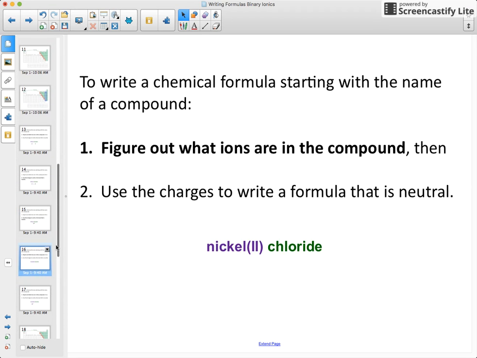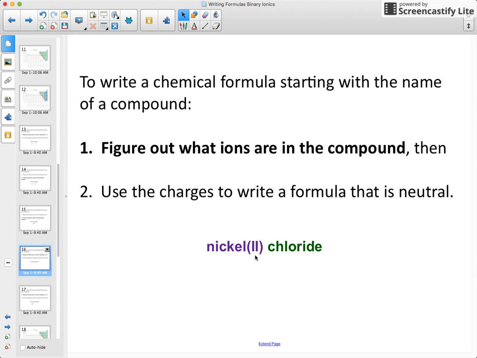Let's try a little different example here. Here's another compound, nickel(II) chloride. Now we have something that we didn't have before. We have a Roman numeral next to the name of the metal cation. And the Roman numeral is there to tell us which nickel ion is part of this formula. And the 2 indicates that the nickel ion in this formula has a +2 charge.